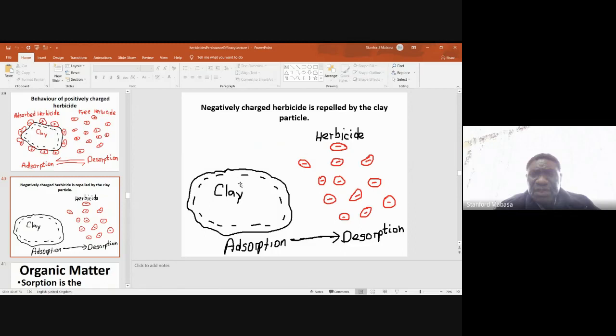Now, if you have got the herbicide which is negatively charged, and you have the clay particle which is negatively charged, there's going to be a repulsion. So you have the movement of herbicide from the clay into the solution. So you have the desorption process.